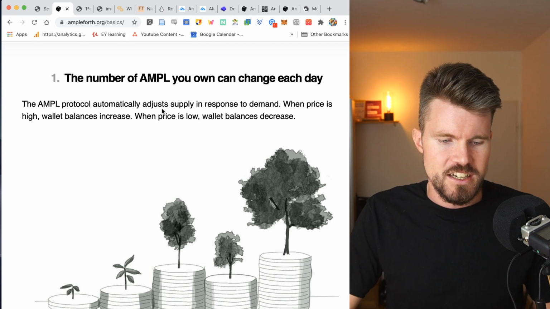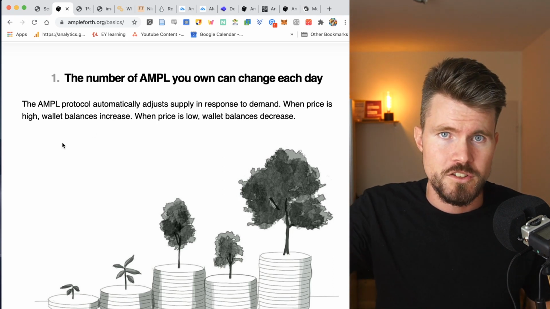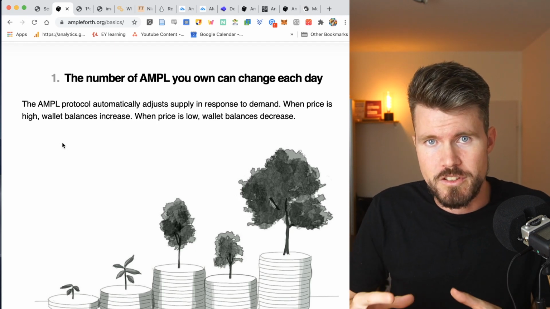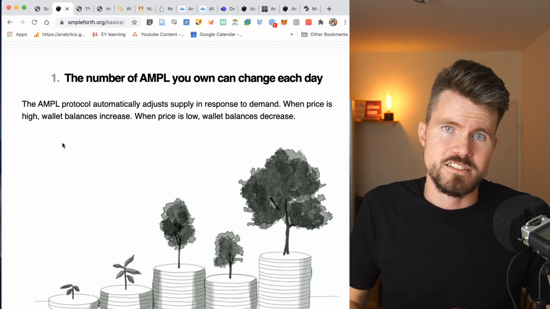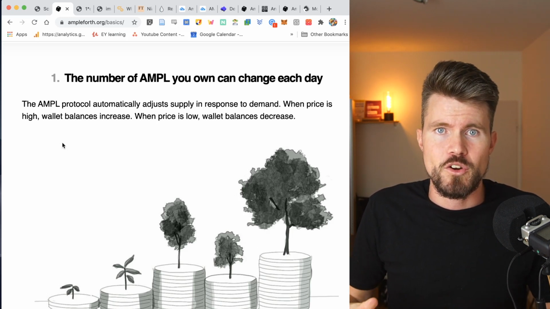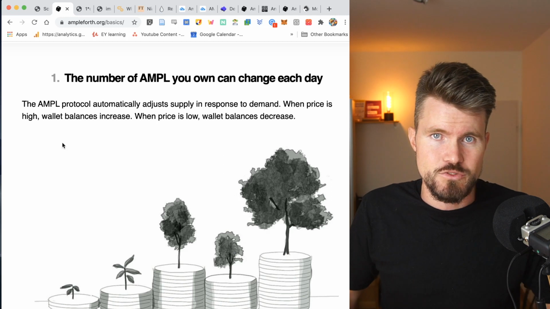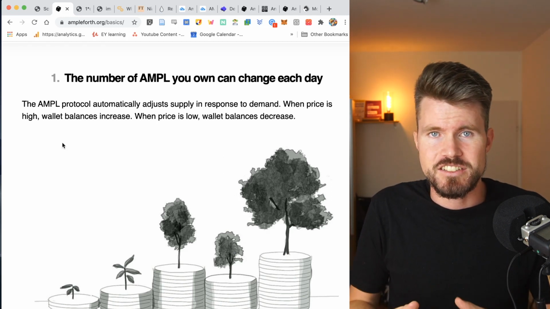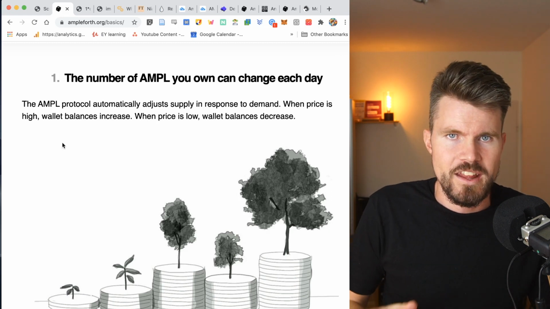What that means is when the price is high, that means above $1, then the amount of coins in the circulating supply increases to dilute the value. And when the price is low, that means the price of one AMPL is below $1, then the amount of coins in the circulating supply gets reduced, the amount of coins in your wallet also gets reduced, and that is to increase the value of one AMPL.